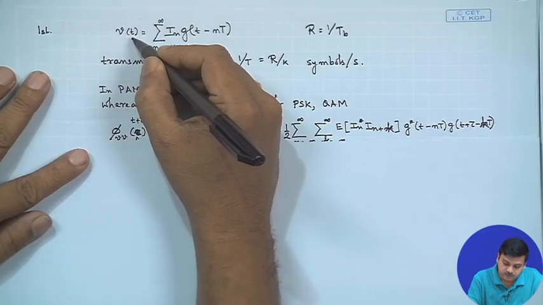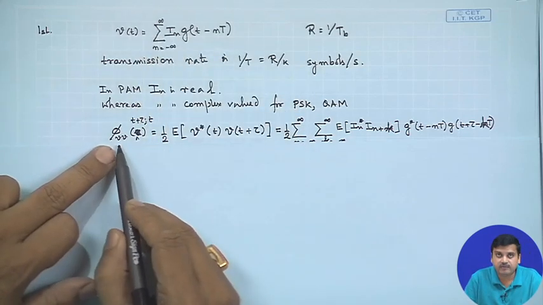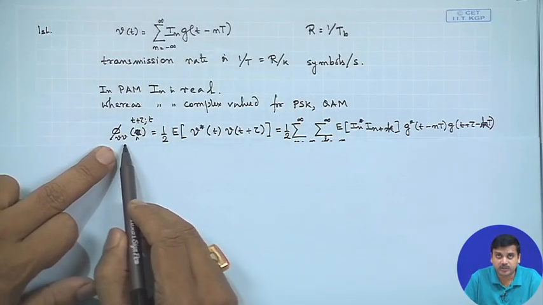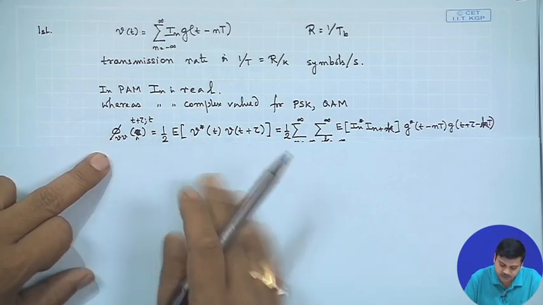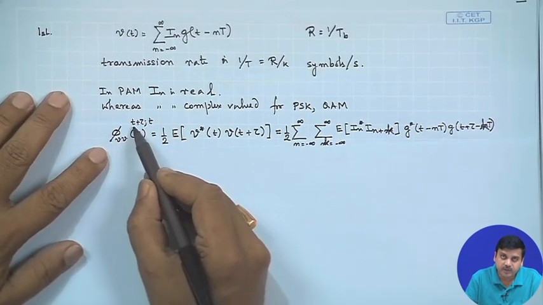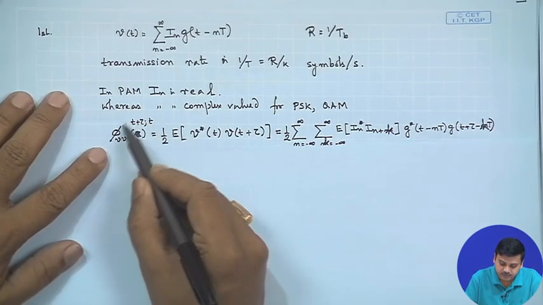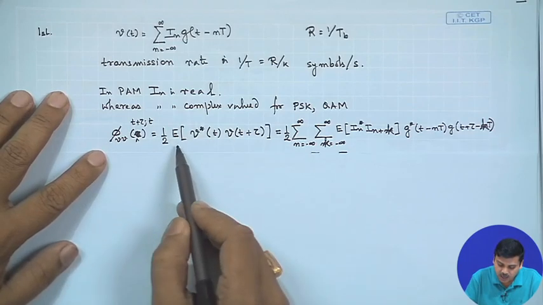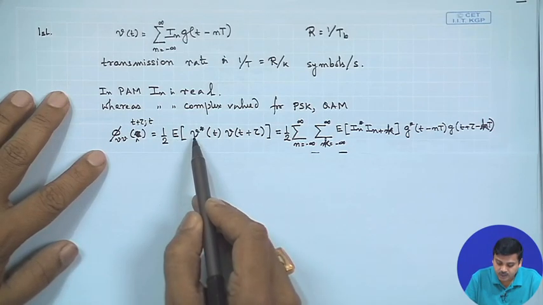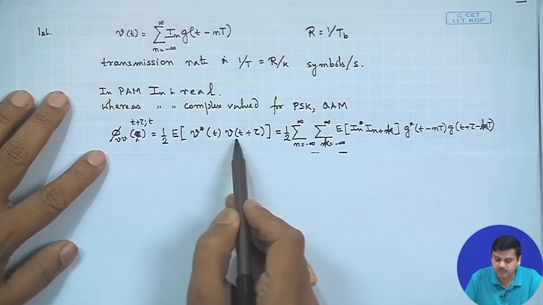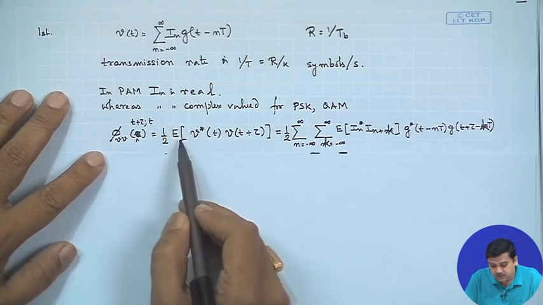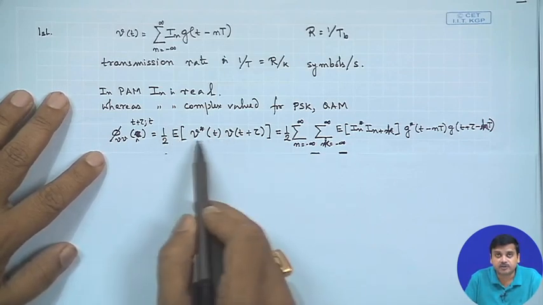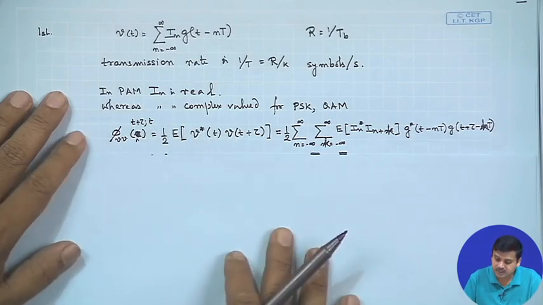If we have to take the autocorrelation of V, we will directly write phi VV. We have already defined this, so we are not going to redefine these expressions. You should now be familiar with the way we are writing these expressions. So, we have phi VV of t plus tau and t, which is half expectation of V of t conjugate times V of t plus tau. This is from the standard definition. When we have an expectation operation, we do need the joint PDF in order to compute this. Let us see how we proceed with that.